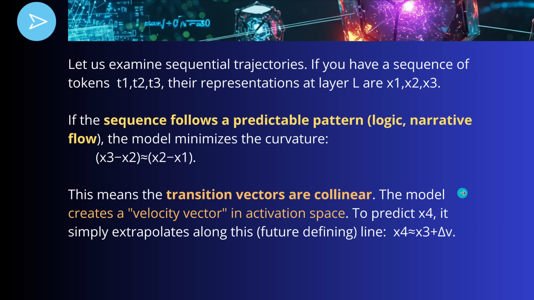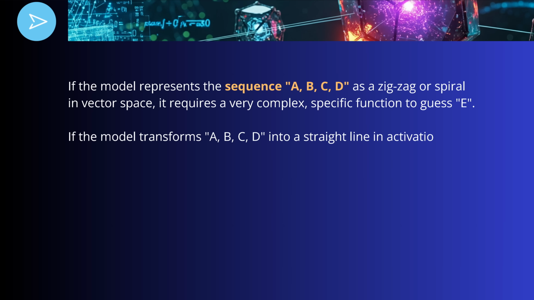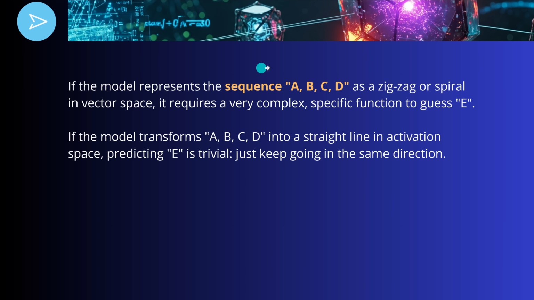And you might say, was this the success of this classical transformer architecture here, given we wanted to have here a model that simply can talk with us? Now, if the model represents here the sequence ABCD as a zigzag or as a spiral in a particular vector space, this would require some very complex specific function, no? To guess now the next step E. But if the model transformed ABCD in a straight line in this activation space, predicting E is now trivial. Just keep on going in the same direction.